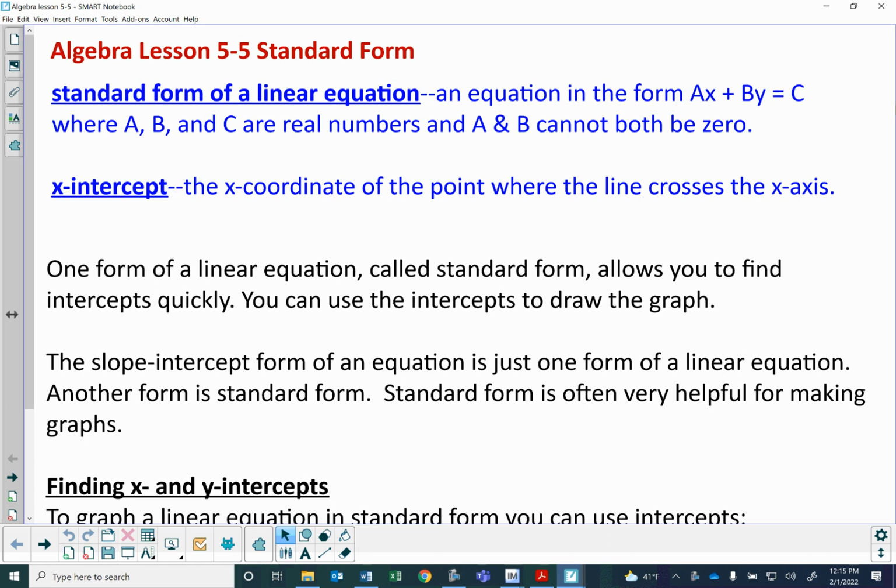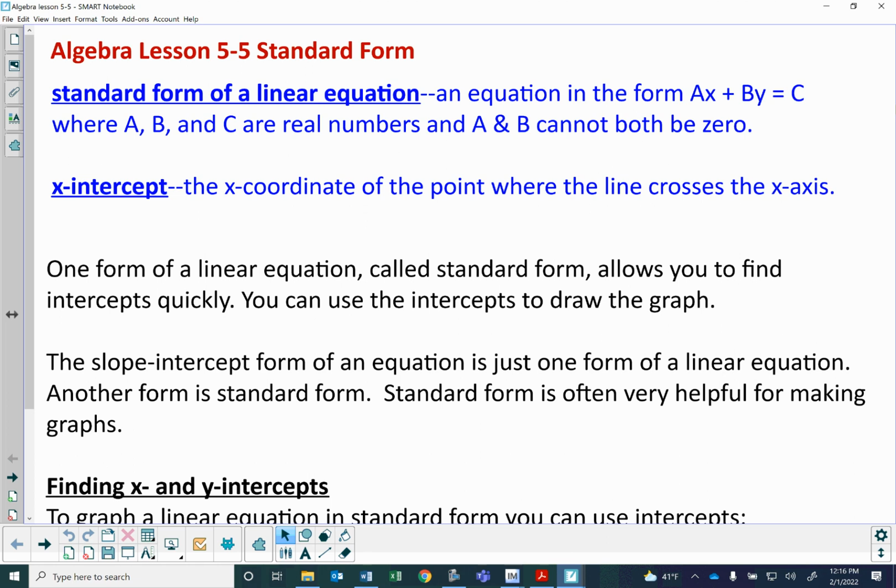The x-intercept is the x-coordinate of the point where the line crosses the x-axis. Remember, we've used the y-intercept before. That's the y value of the point where it crosses the y-axis. So the x-intercept is the x-coordinate of the point where it crosses the x-axis. The standard form of a linear equation allows you to find intercepts very, very quickly, and you can use those intercepts to draw a graph, provided the intercepts are whole numbers.